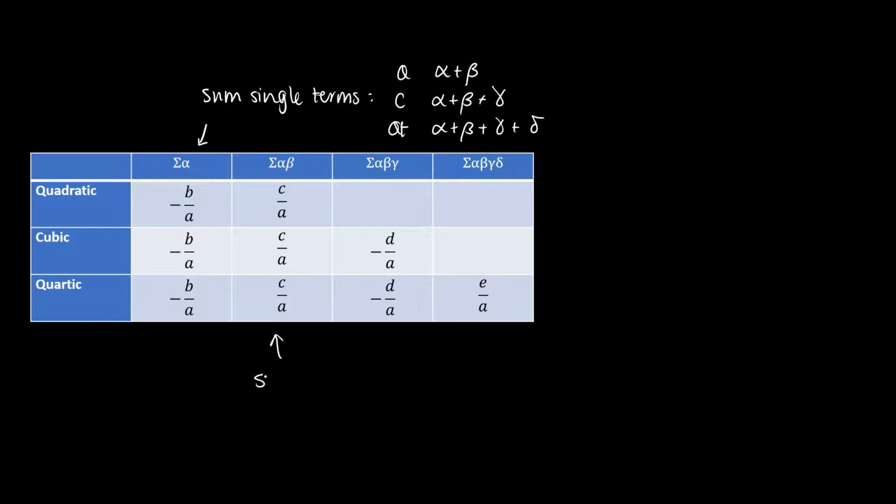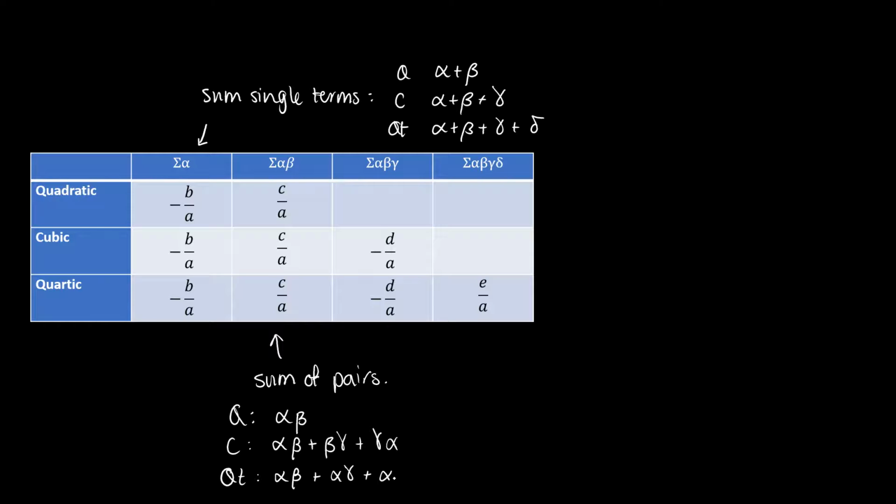This is the sum of pairs. Now, in a quadratic, that's our final term, that's alpha beta. That's for our quadratic. For our cubic, that's alpha beta plus beta gamma plus gamma alpha, so the sum of the pairs in all its possible options. And for a quartic, alpha beta plus alpha gamma plus alpha delta plus beta gamma plus beta delta, and I always run out, plus gamma delta. Should be 6 there. So it's the sum of the paired terms.